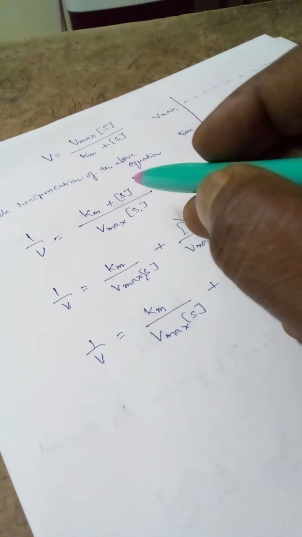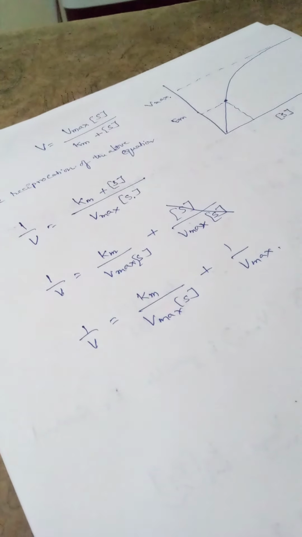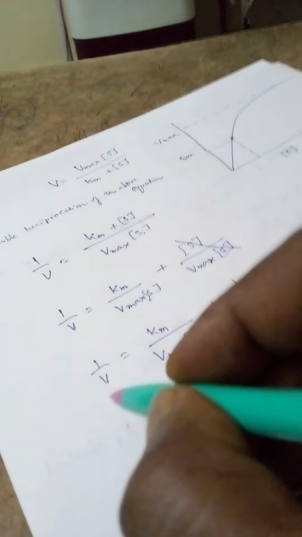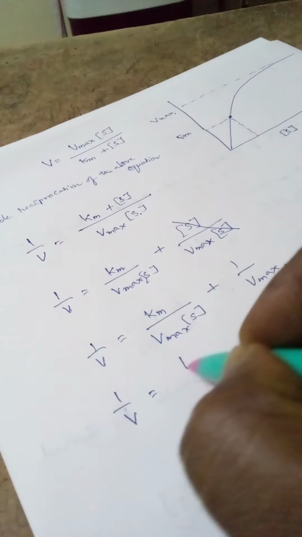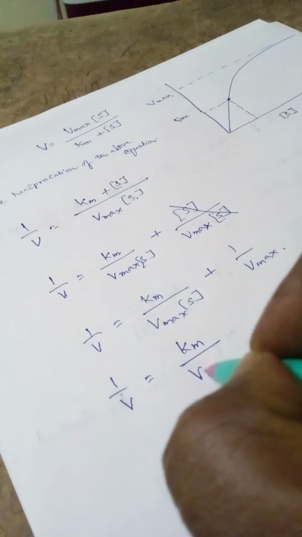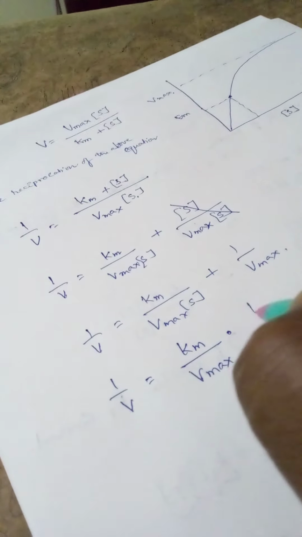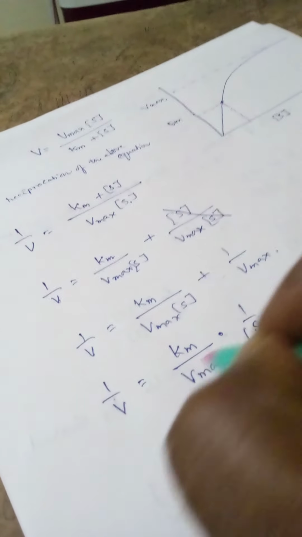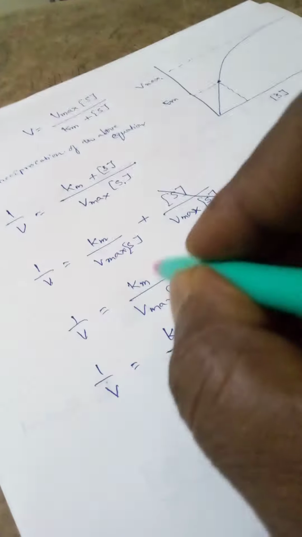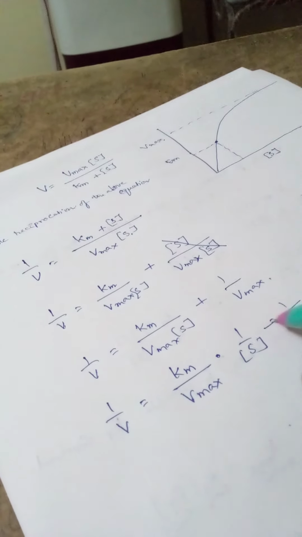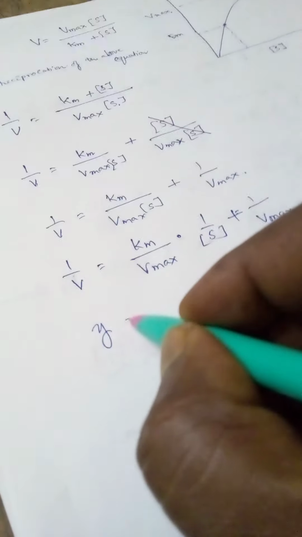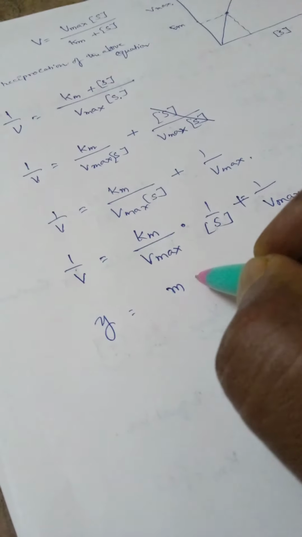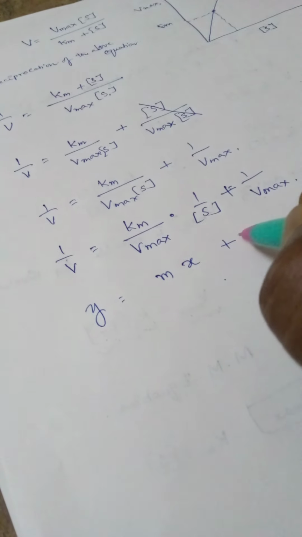S is S. Now 1 by V is equal to Km by Vmax into 1 by S, just separating this S from this fraction, then plus 1 by Vmax. Now we go for plotting. This we will consider as y, this we will consider as m, this we will consider as x plus c. Y is equal to mx plus c.